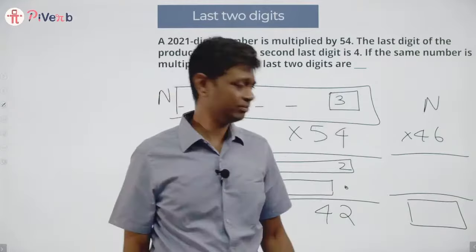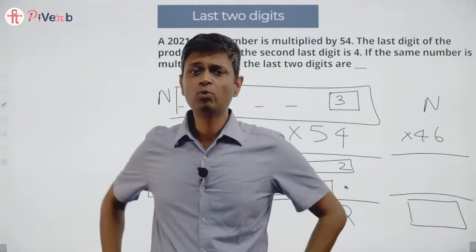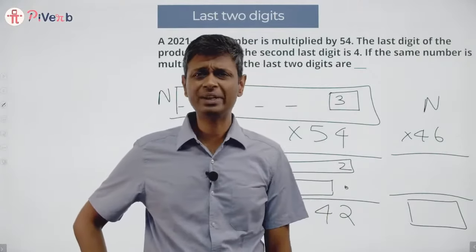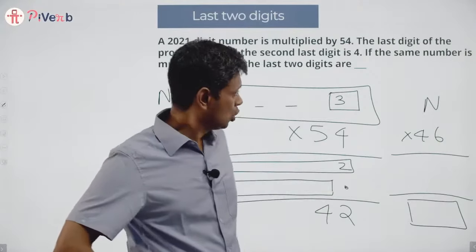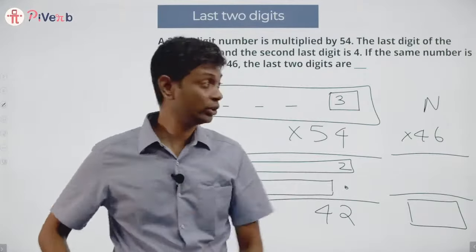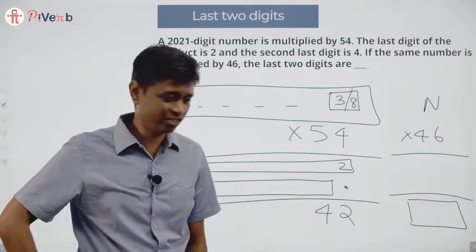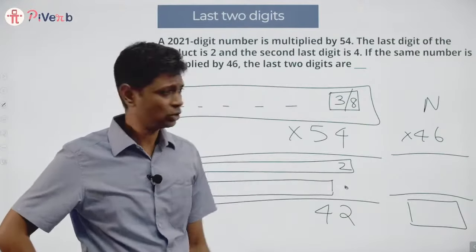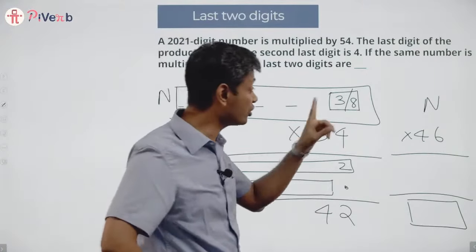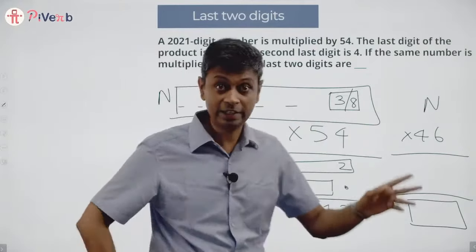4 into 4 is 16. This will be 6. Doesn't work. 4 into 5, 20. 0. Doesn't work. 4 into 6, 24. Nope. I want this digit to be 2. 4 into 7, 28. No. 4 into 8, 32. That works. So it could be 8. 4 into 9, 36. This has to be 6. That doesn't work. 4 into 0 is 0, not 2. The units digit of our 2021 digit number is either 3 or 8.